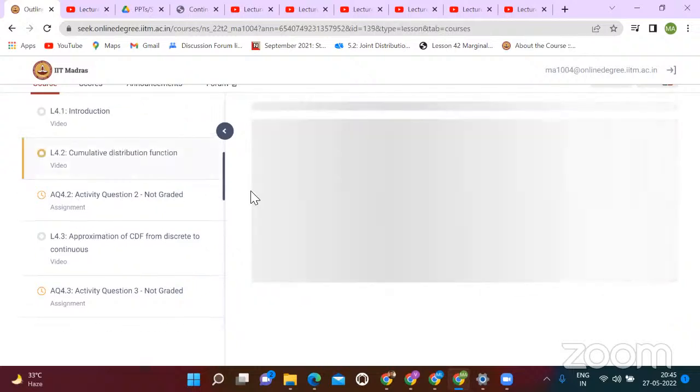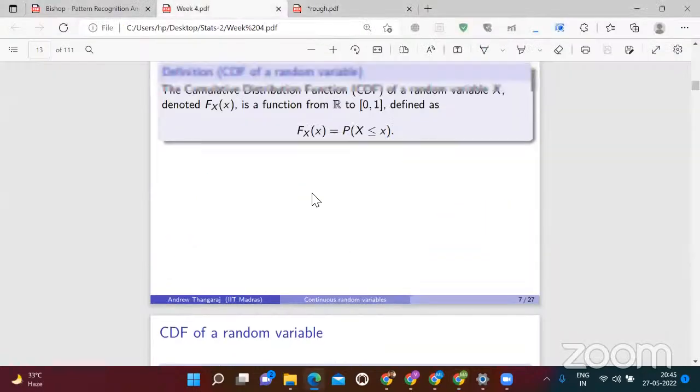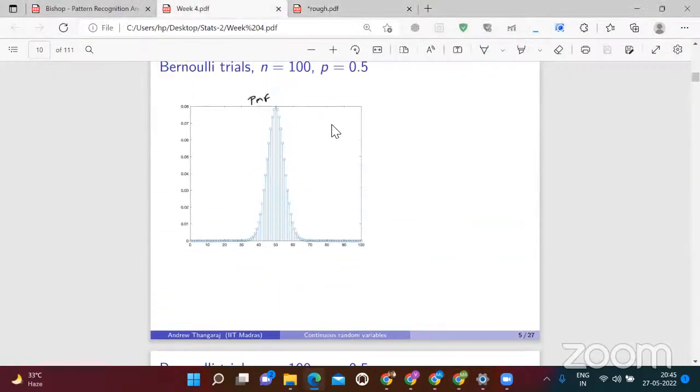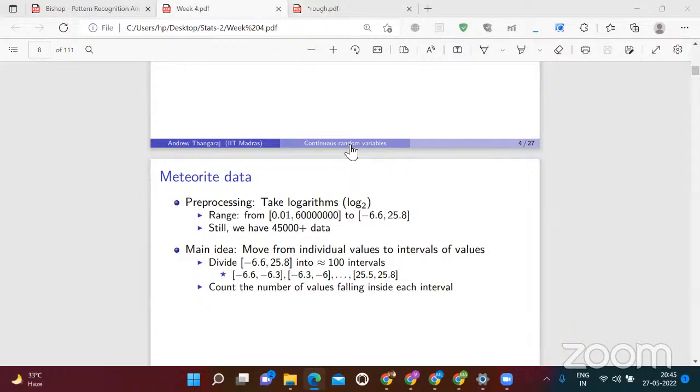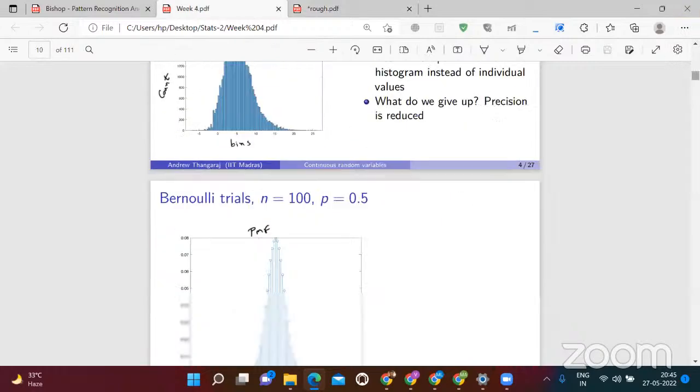Okay, so just open the PDF. The fourth is pretty simple. I'll just tell you the concept. Even if you have not seen the lectures, most of the things you have already read in the stats one. CDF, PDF, you already have read, right? Stats one, I guess.